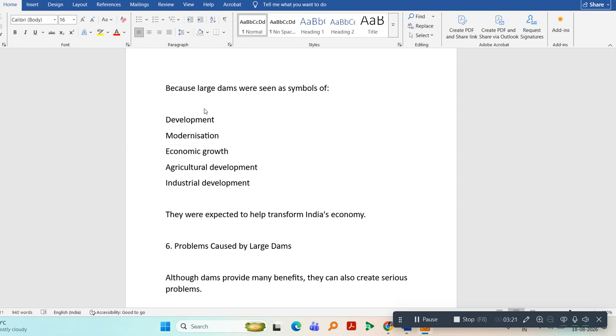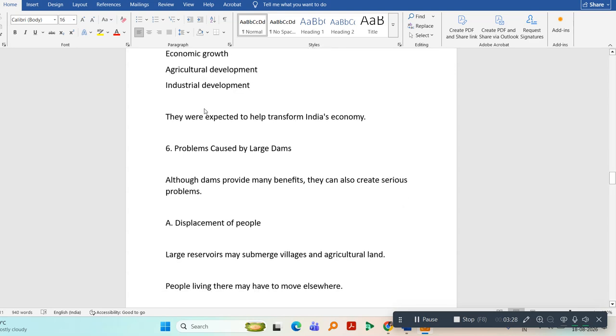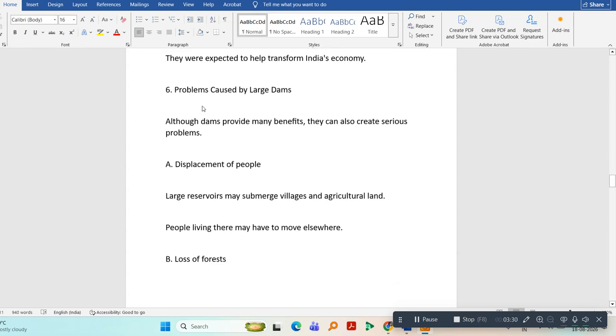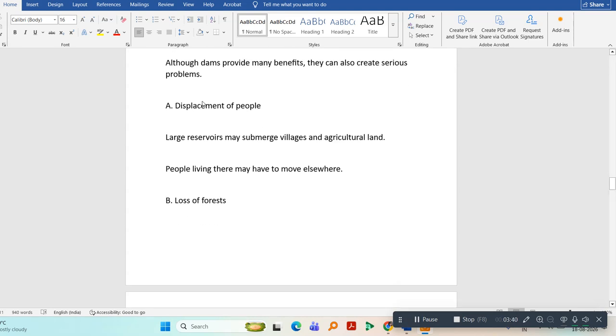What problems were caused by large dams? Although dams provide many benefits, they can also create serious issues. For example, displacement of people. A large reservoir may submerge villages and agricultural land. People living there may have to move elsewhere.